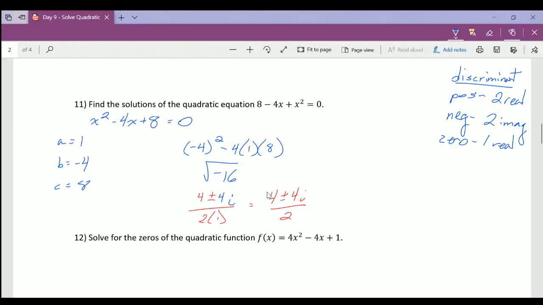Similar to the last one, the number 2 goes into all 3 of those items. So this goes away. 2 goes into 4 twice. 2 still goes into 4 twice. And you end up with 2 plus minus 2i. And there's not really a decimal or any kind of thing like that one, since it's sort of a rational imaginary number of sorts.